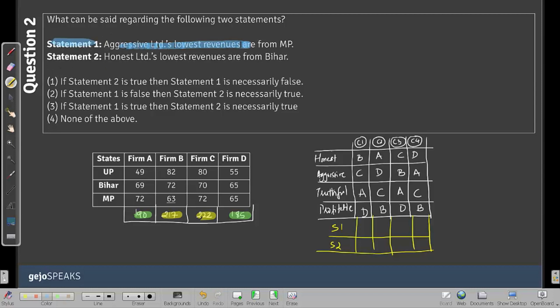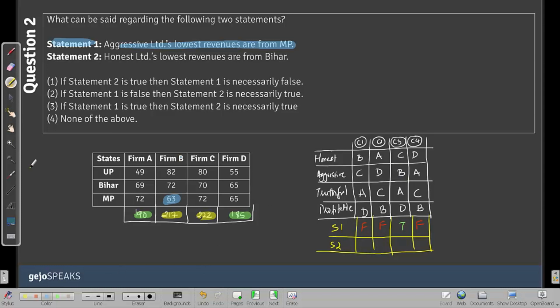Aggressive Limited's lowest revenue is from MP. Aggressive is C, D, B, A. All of them actually could be aggressive. Okay. Lowest revenue is from MP. So whose lowest revenue is from MP? A's lowest revenue is not MP. B's lowest revenue is MP because 63 is lowest there. C's lowest revenue is actually Bihar, and D's lowest revenue is actually UP. It is only true for B. Okay, it's only true for B. For the rest of the cases, that statement is false.